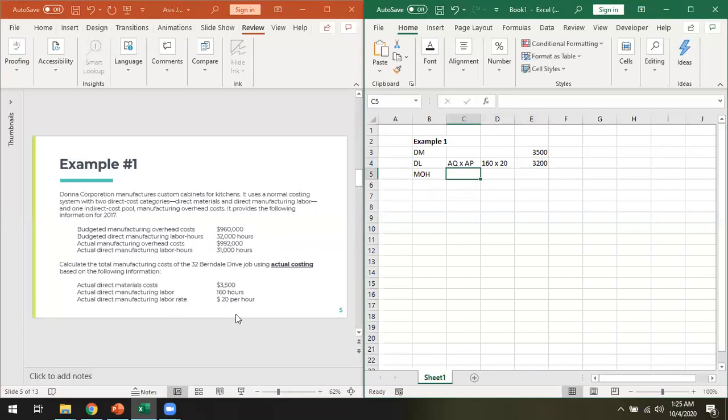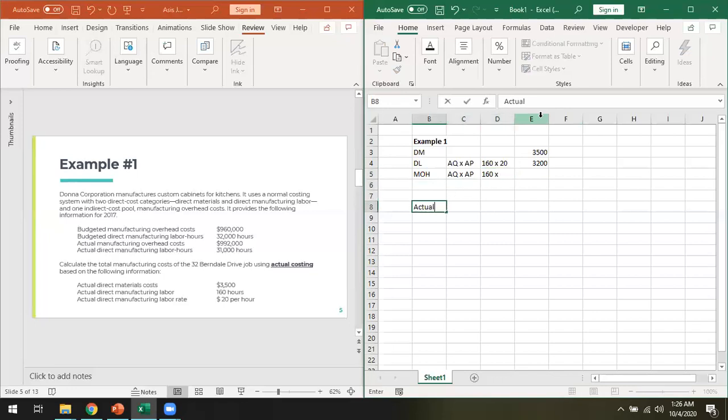Okay. Last one is manufacturing overhead. We still use the same equation, actual quantity times actual price. The actual quantity here, the cost driver of the manufacturing overhead cost, is the direct manufacturing labor hours, because this is the information that is given in the question. We know that the actual direct manufacturing labor hour is 160. So it is 160 times. We have to first find the actual price or the actual manufacturing overhead rate.